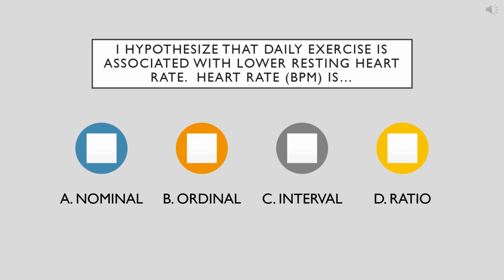It's more than ordinal because not only can you put beats per minute in an order, but each beat is equally spaced, so it's even more than interval. It is interval, but it's even more than that. It also has a true 0 point, and that is one thing that all ratio variables have. You could have a resting heart rate of 0. Unfortunately, that would be associated with a lack of a heart rate. So you can figure out what would be happening to you in that moment. Okay, let's move on.